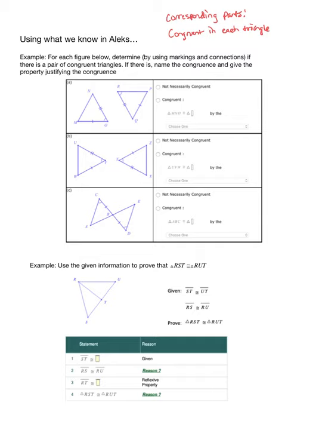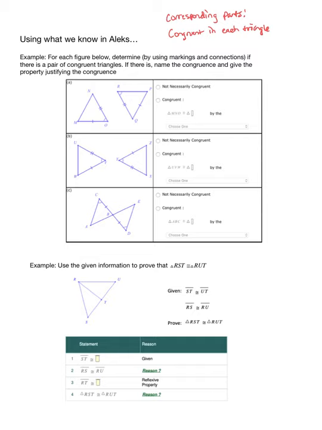So let's take a look at this. You're going to have to determine on this exercise if they are congruent or not necessarily. And not necessarily means you don't have enough information. You cannot say, yes, they are. I only have 2 pieces of congruency information. If they're congruent, you have to give them the correct name and the property.